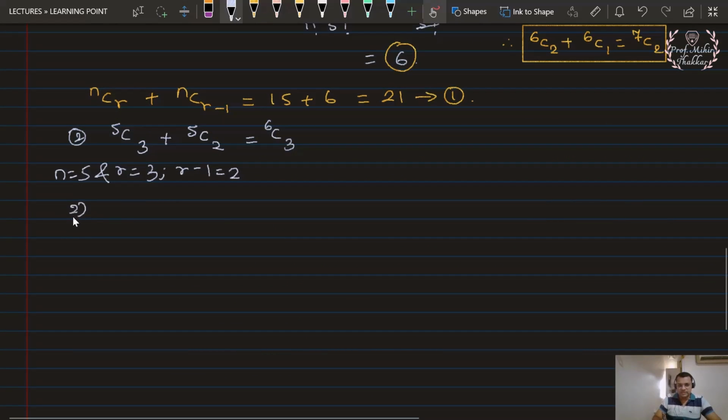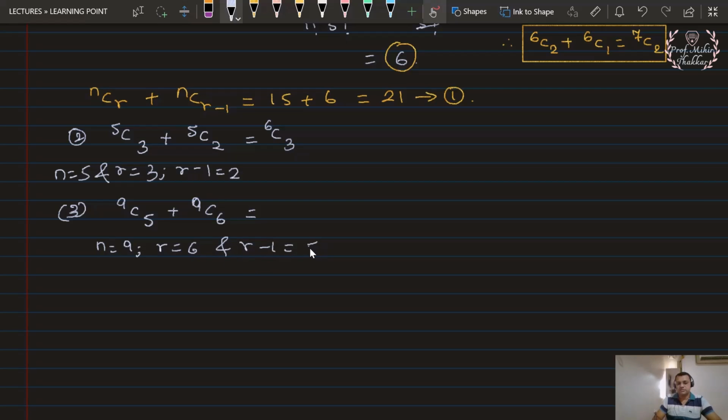If I take one more example, example number 3: 9C5 plus 9C6. Now remember over here, out of this 5 and 6, always we take the greater value as r. So greater value is 6. So n is equal to 9, r is equal to 6 and r minus 1 is equal to 5. So nCr plus nCr minus 1 is equal to n plus 1, that means 9 plus 1, 10Cr, which is equal to 10C6.